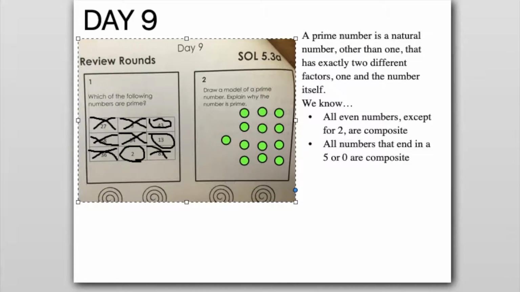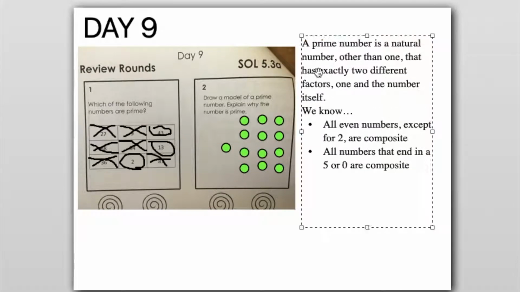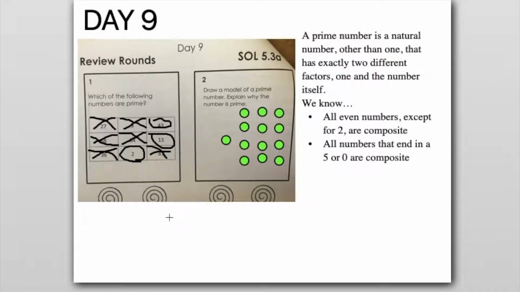Now, how can I explain that this number is prime? Well, I could write that 13 has exactly 2 different factors, 1 and itself. I could also draw a factor tree with 13. We can break 13 down to 13 times 1.